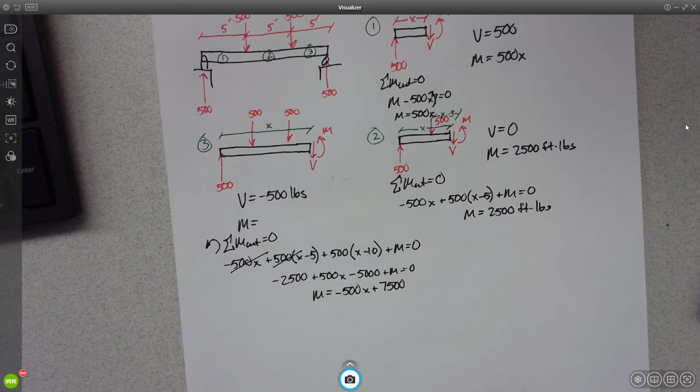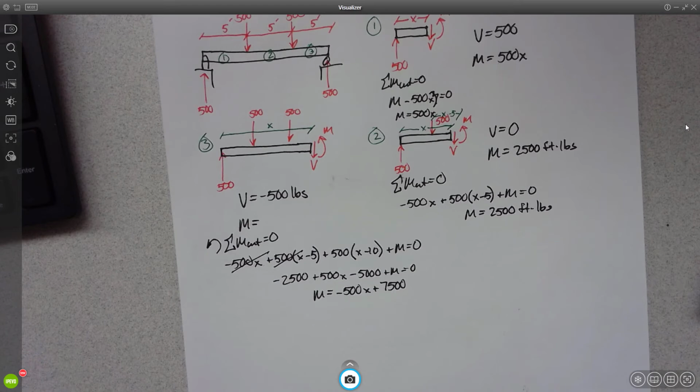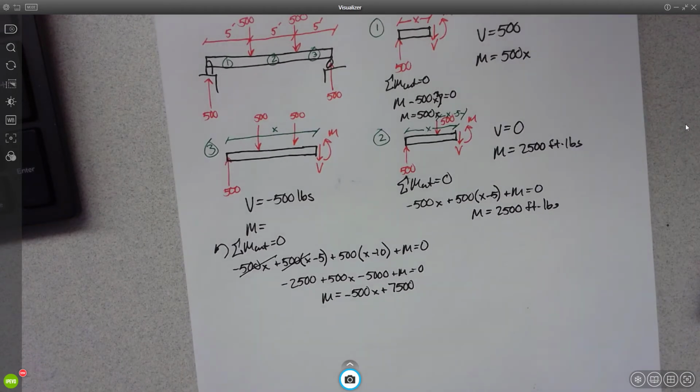So can't you just take the last part and then add in the new force? Sort of, but it's just as easy to do it this way and make sure you got them all. Okay, so let's plot these.